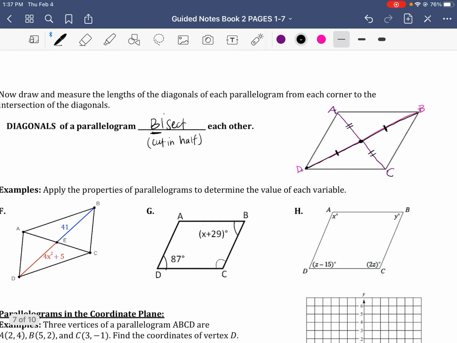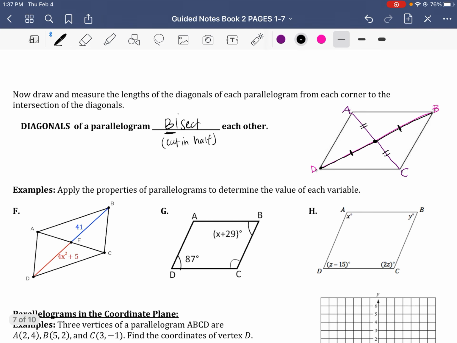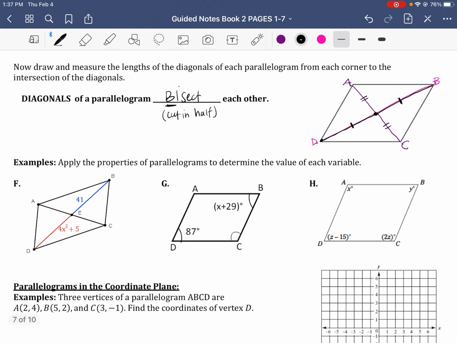Let's look at these last three in our notes for this video, and then we'll talk about the parallelograms in the coordinate plane at another time. So looking at this first one, F is talking about diagonals. Again, I know that this piece of the diagonal up here, E to B, is equal to this piece. So we can set these two equal, and then it just allows us to solve. Once we set them equal, we go ahead and solve.